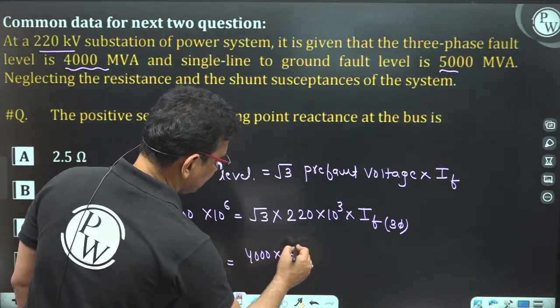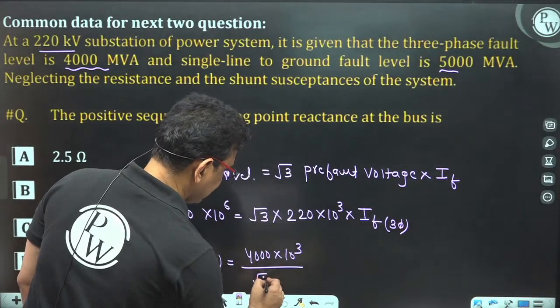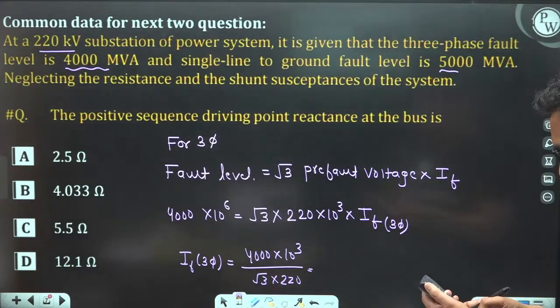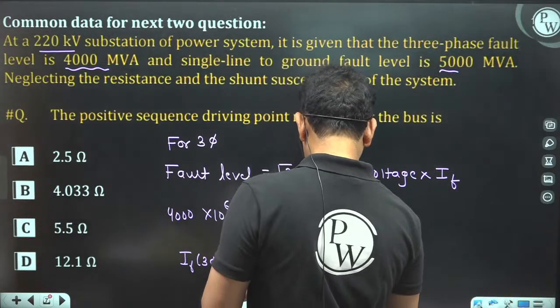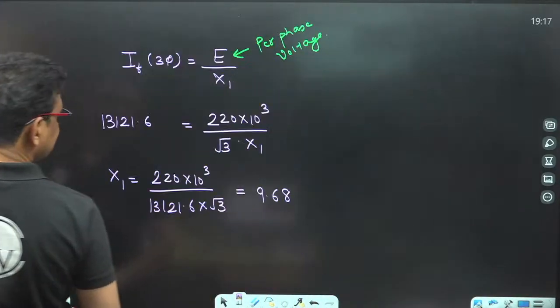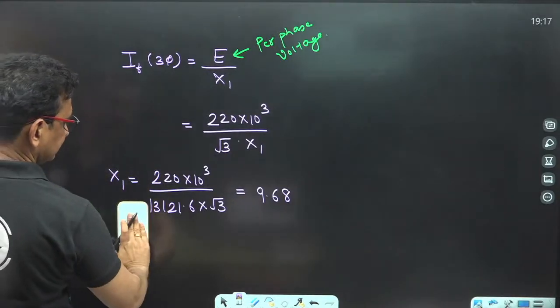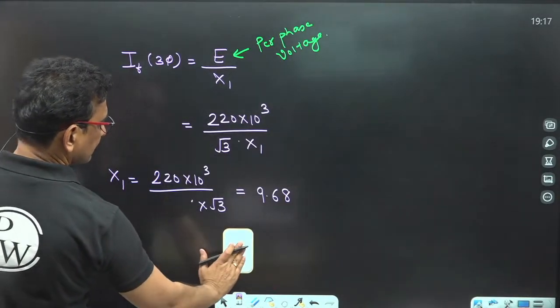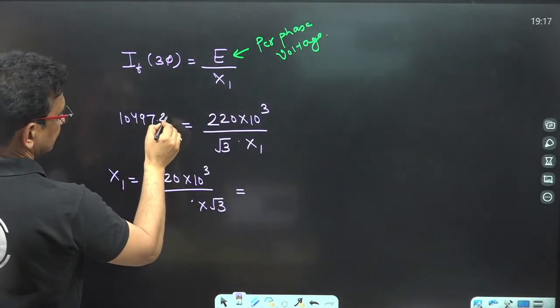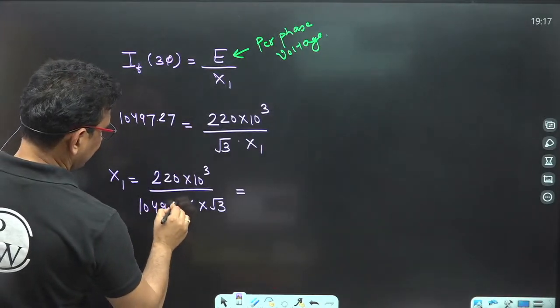So the fault current for the three-phase fault will be 4000 into 10 raised to the power 3 divided by root 3 into 220. That is 10497.27.